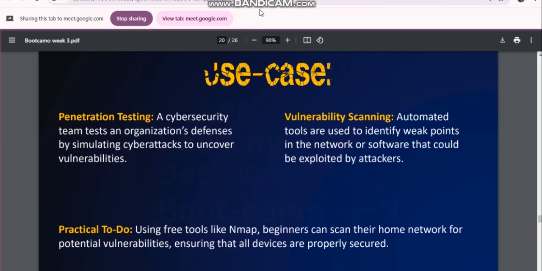So in the use case and the practical to do, we have using free tools like Nmap. Beginners can scan their home network for potential vulnerabilities, ensuring that all devices are properly secured. So let me ask, because we are going to do this. This one is included in the practical section when we start our practicals. How many of us have a router or modem that we use in our home, or probably we are using currently to connect to the internet?